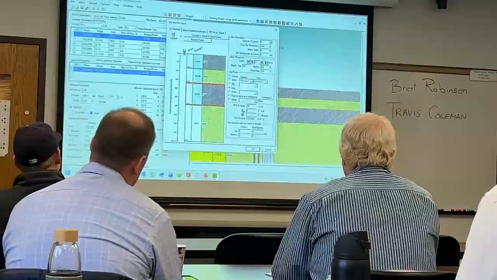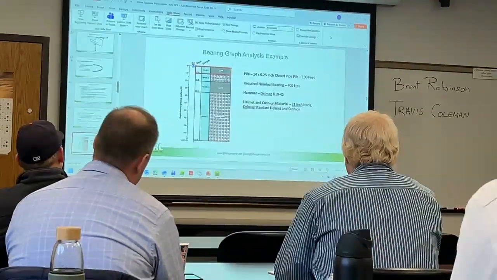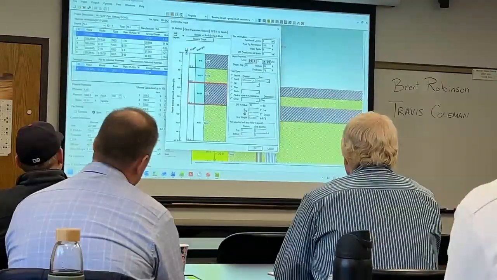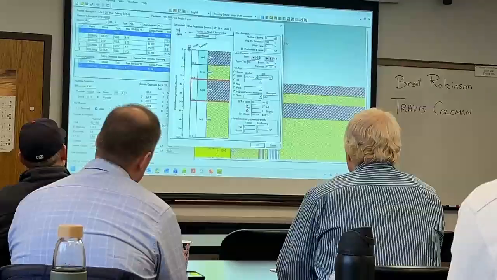And then below that you have sands with an N value of 50. So you have dense sands through the bottom of the borings.